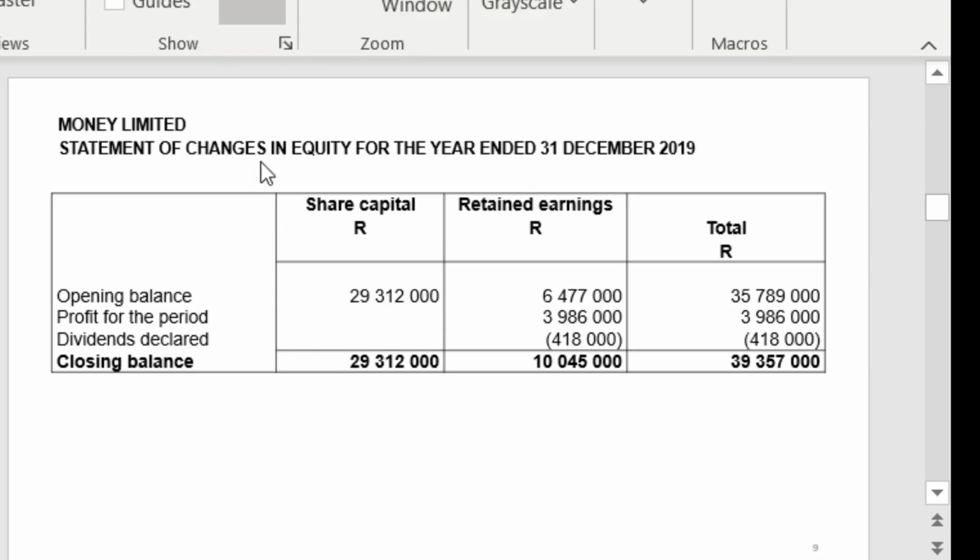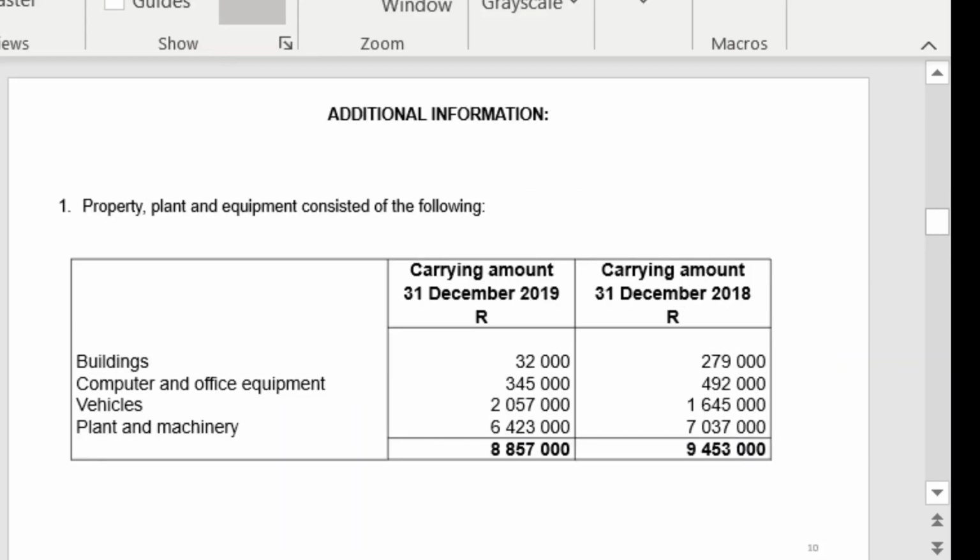We are going to use this information to calculate our cash movement. Over and above the financial statements, which are the statement of financial position, statement of comprehensive income, and statement of changes in equity, we're given additional information. The first additional information is property, plant, and equipment, and it is very important to know that we are given the carrying amount as at the end of 2018 as well as at the end of 2019 for various assets.